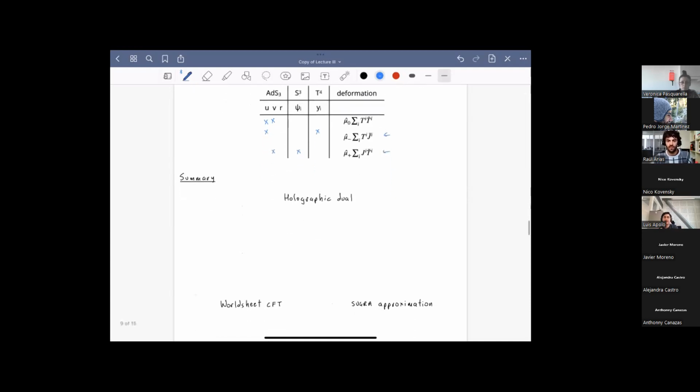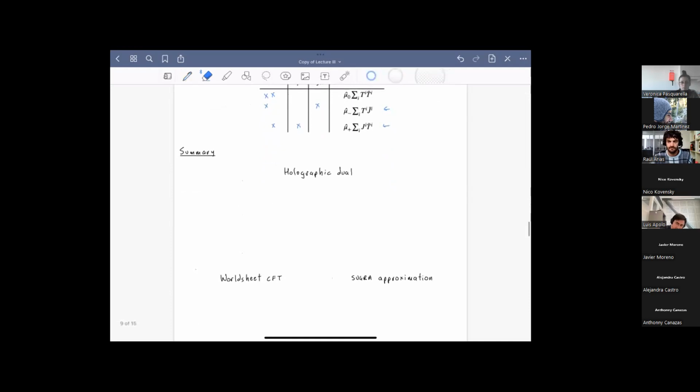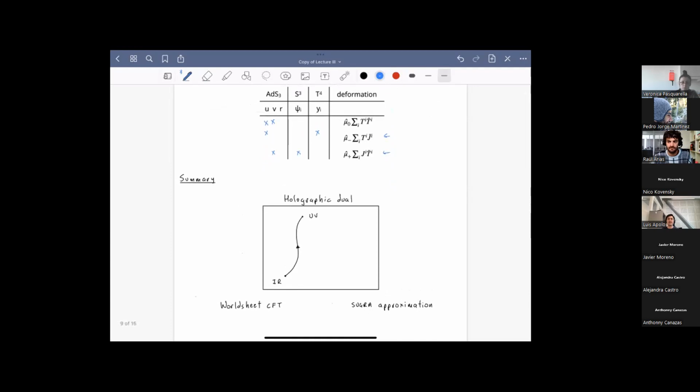Okay, so let me summarize what we have discussed so far. We started by thinking of the holographic dual and the fact that string theory in AdS3 has a sector, the long string sector, which is described by a symmetric orbifold, and we can deform that symmetric orbifold by a single trace version of the TTbar operator or JTbar or something else.